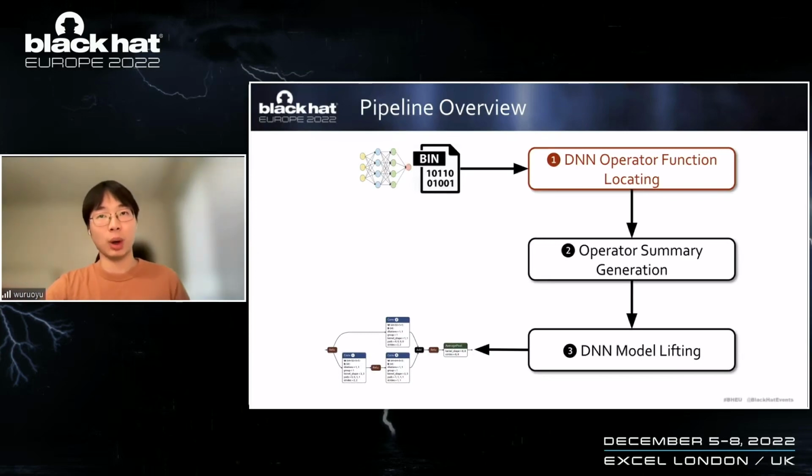Let me first give you an overview of our technique. The first step: given the DNN binary, we locate the functions that implement the DNN operators. The second step: for each located DNN operator function, we generate an operator summary, which is capable of capturing the mathematical semantics of that function. And the third and last step: given the generated operator summaries, we recover the high-level model semantics and output the model in ONNX format.